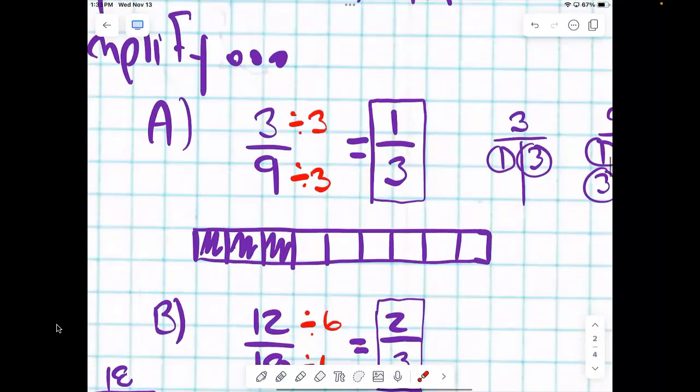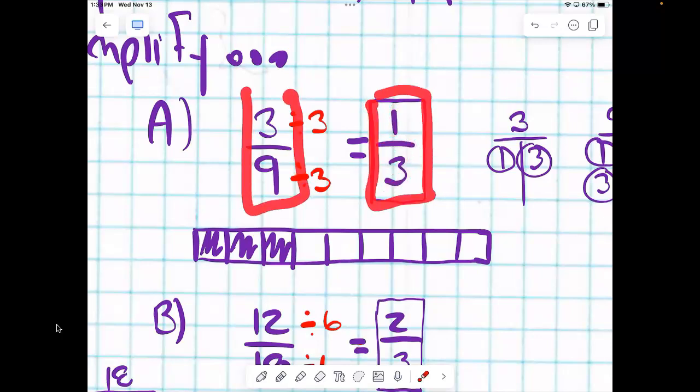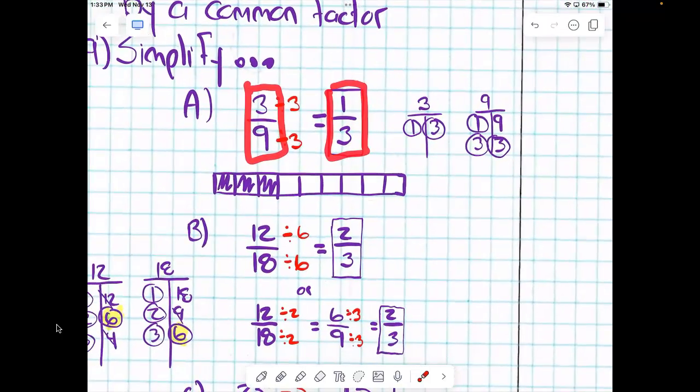Okay, here we go. 3/9. Here's my fraction, yes? Yes. Do 3 and 9 have a common factor? Yes. What goes into 3 and 9? 3. Does 1? Yes. But 1 doesn't do anything for us, does it? But 3 definitely does. So if I divide the numerator and the denominator by 3, what's 3 divided by 3? 1. What's 9 divided by 3? 3. So is 1/3 an equivalent fraction for 3/9? Yes.